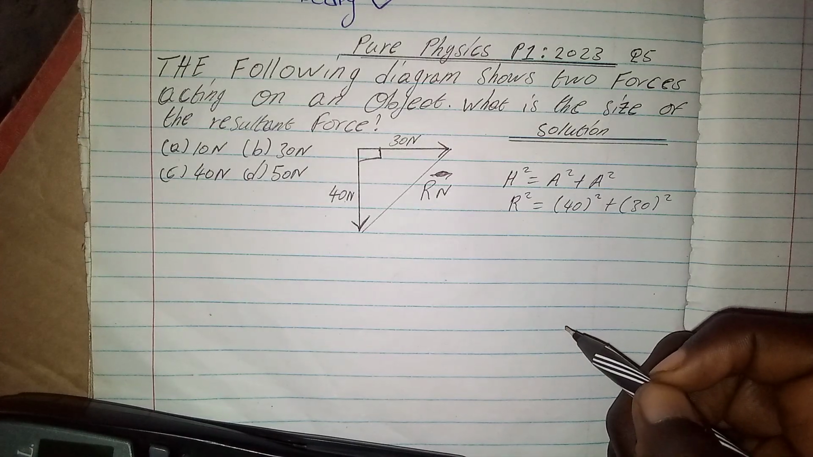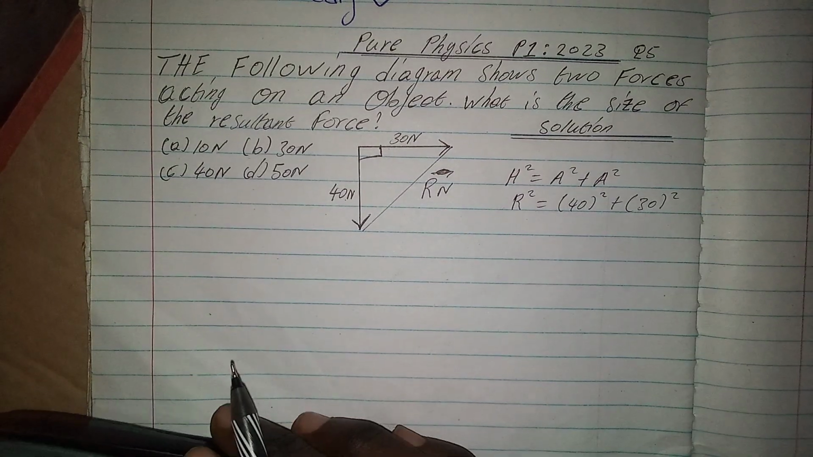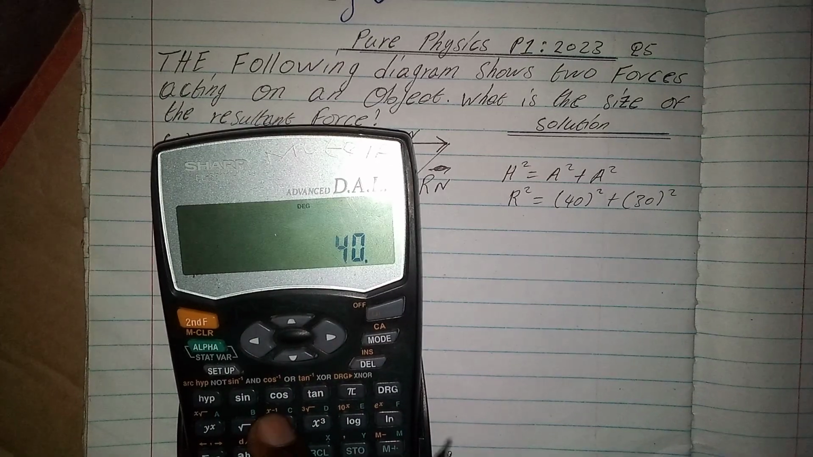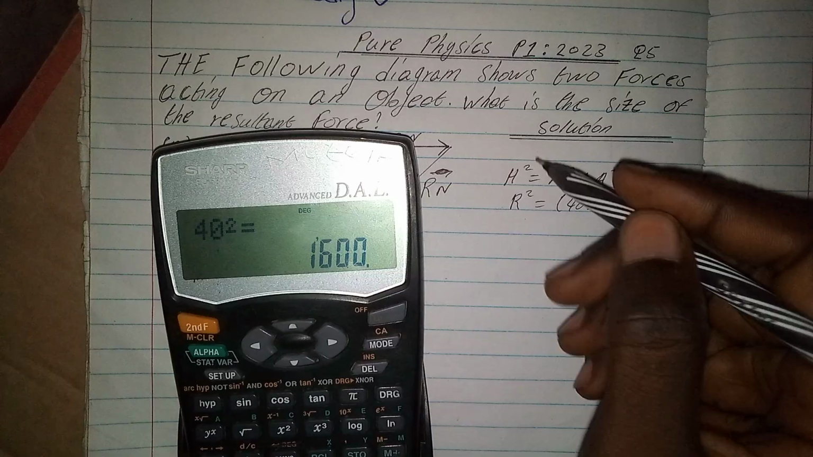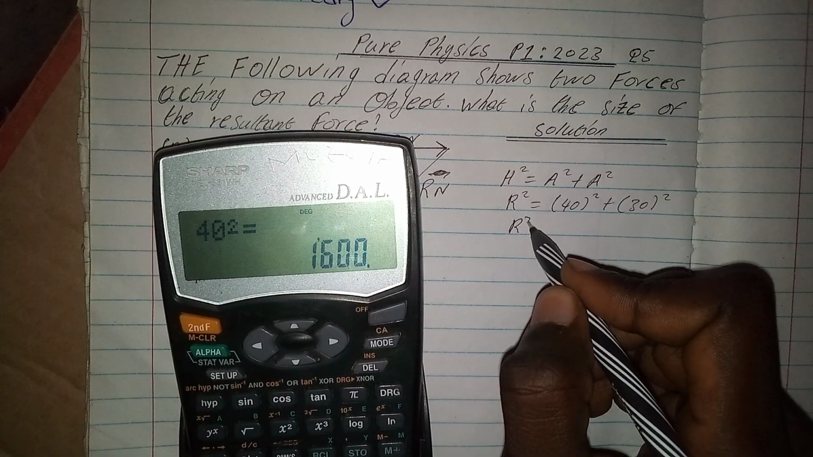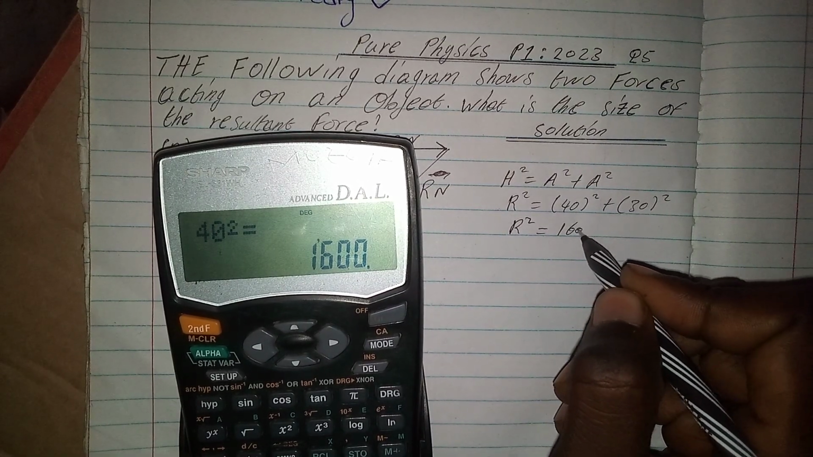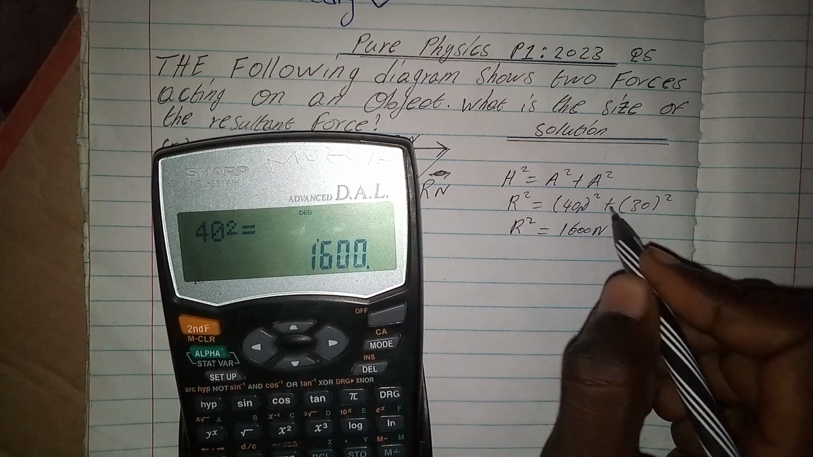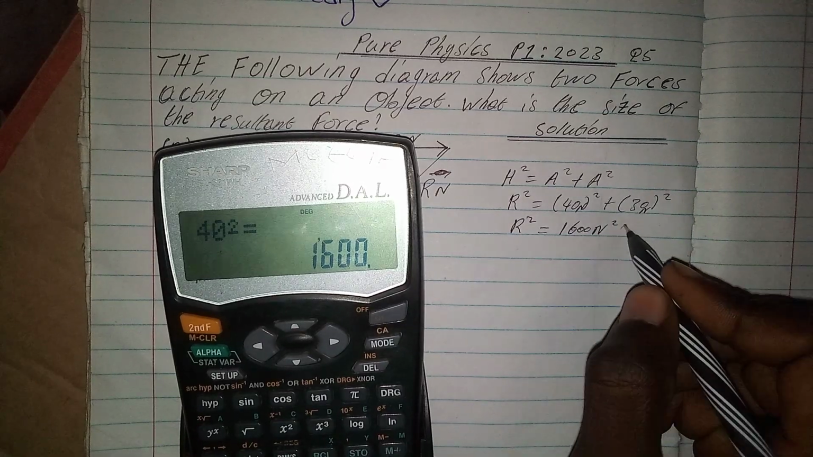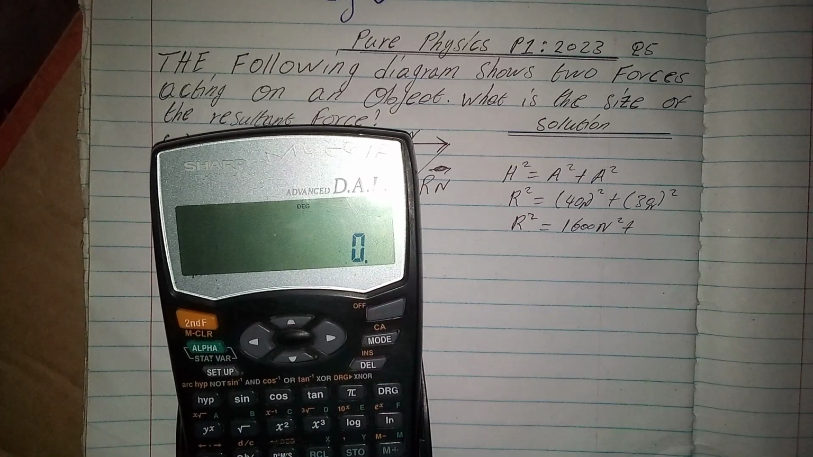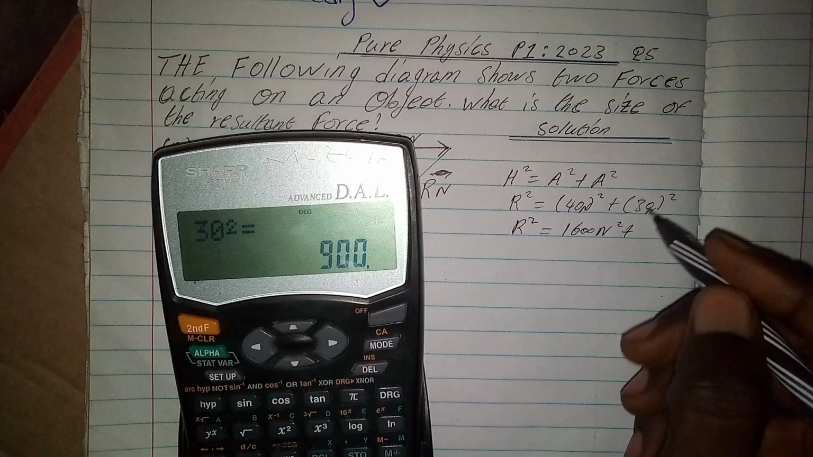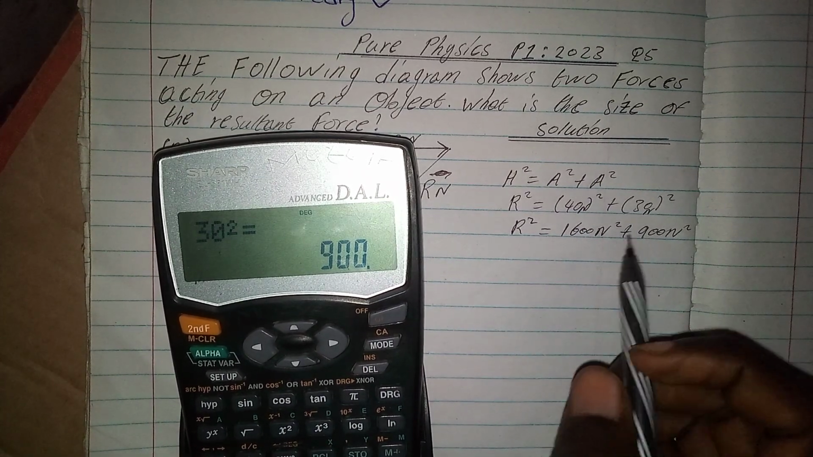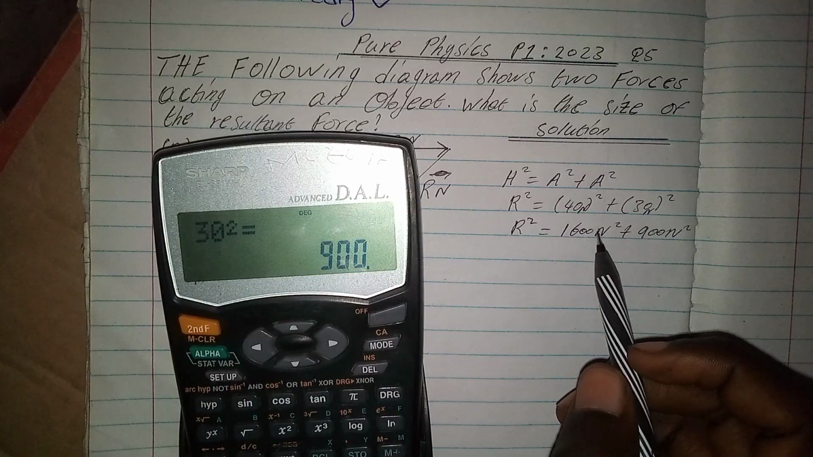Then after that, what you're going to do is simply simplify. So we're going to say 40 squared, you're going to get r squared is equal to 1600 Newton squared, if you keep the units there, then plus 30 squared, we're going to get 900 Newton squared. Okay, so we can add these two. Why? Because they are like terms.